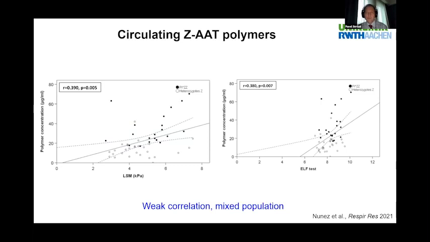So obviously, even more attractive is to look at biomarkers for which we don't need a liver biopsy. And one of the most attractive ones is to measure the circulating Z-AAT polymers. There is a couple of data on this. A recent paper showed that the amount of AAT polymers in the serum may somehow correlate with surrogates of liver fibrosis. However, the correlation is quite weak. And as you can see here, this paper mixed ZZs with MZs, which is not a very clean approach.